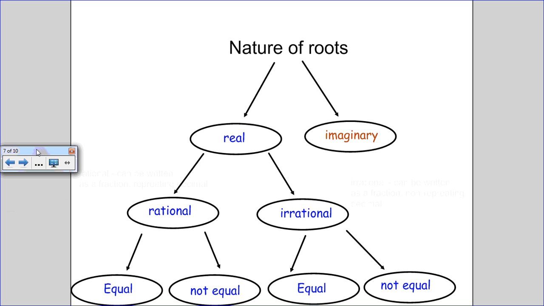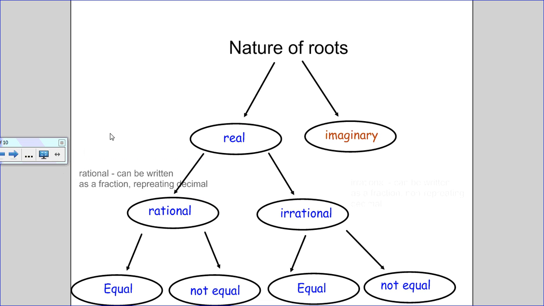Let's talk a little bit more about the nature of the roots. So basically, you have two choices when it comes to the nature of the roots. They're either real or imaginary. All right? Then, if they're real, they're either rational or irrational. And then they're either equal or not equal. Let's talk about what we mean when we say rational and irrational.